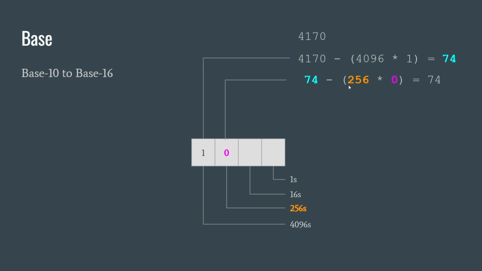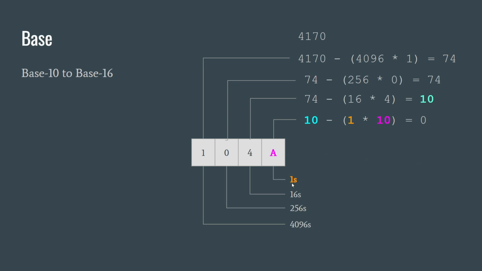You can't pull 256 out, so we put a 0 in that place and just carry over. Then 16s. How many 16s go into 74? Well, 1 is 16, 2 is 32, 3 is 48, 4 is 64. So 64 is the answer, 4 times. So we take 4 times 16 and subtract it from 74. And we put a 4 in the digit here, and we have 10 left over.